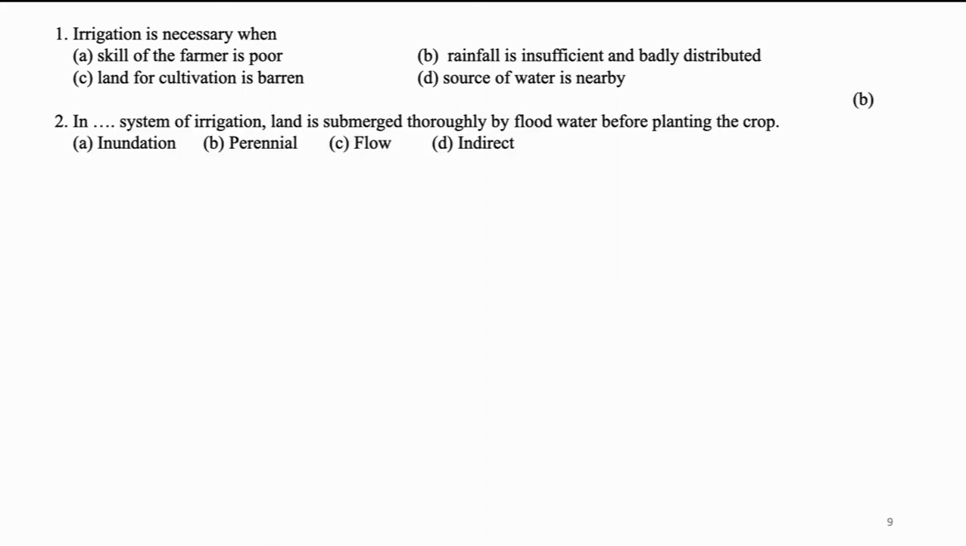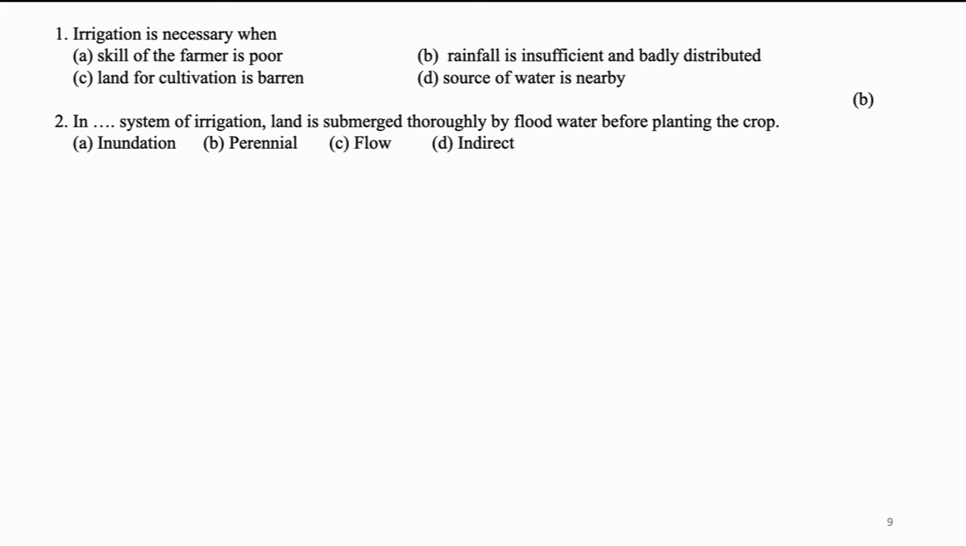interview. Irrigation is necessary when skill of the farmer is poor, rainfall is insufficient and badly distributed, land for cultivation is barren, source of water is nearby. The answer is B. In dash system of irrigation, land is submerged thoroughly by flood water before planting the crop.